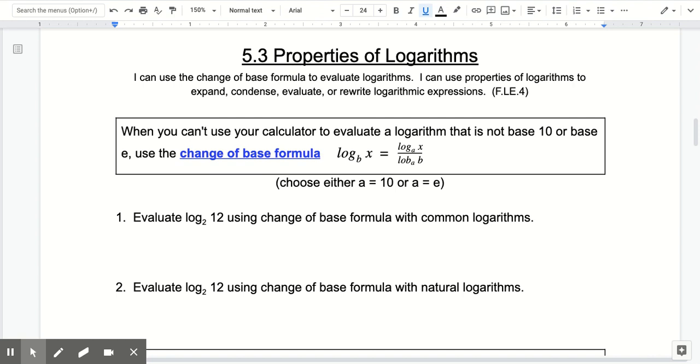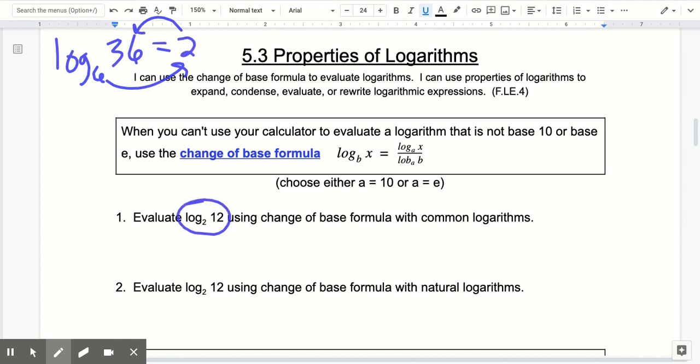So today we're going to talk about some properties of logarithms. One of the things that we need to talk about is this thing called a change of base formula, because sometimes we can't do a logarithm like in our head. For example, we can do log base 6 of 36 because we can think, well, 6 to what power gives me 36? And it's clearly 2.